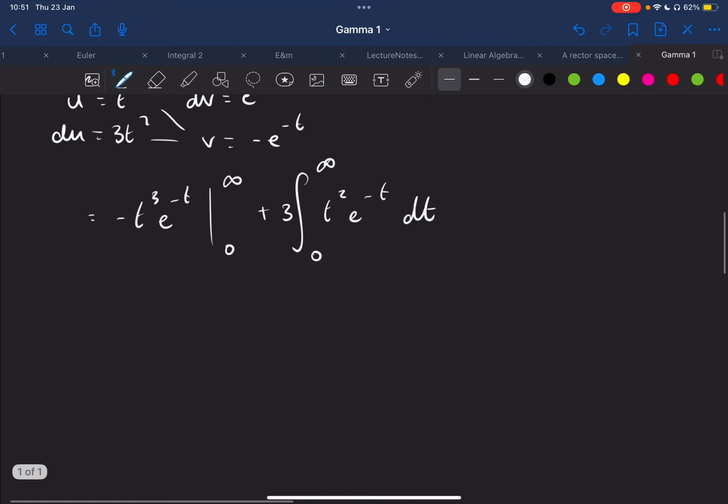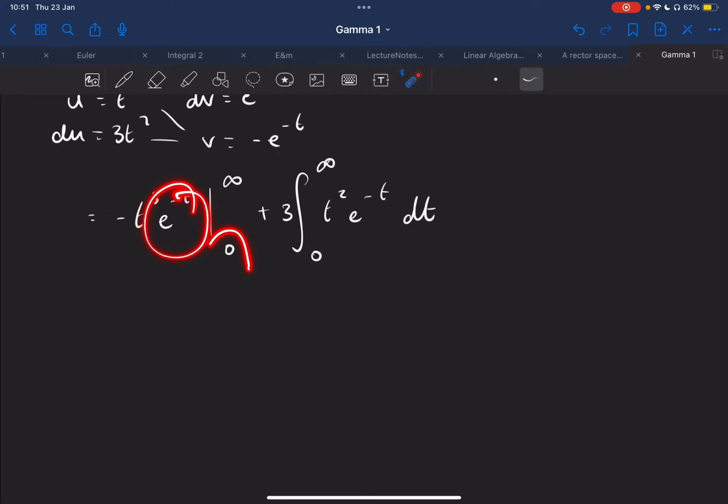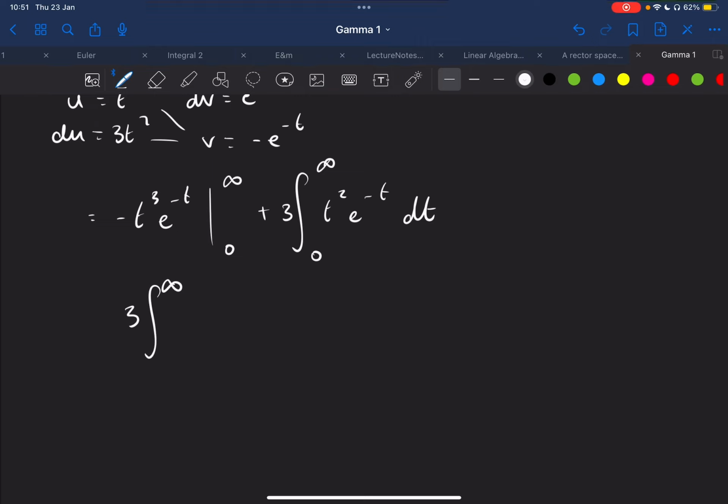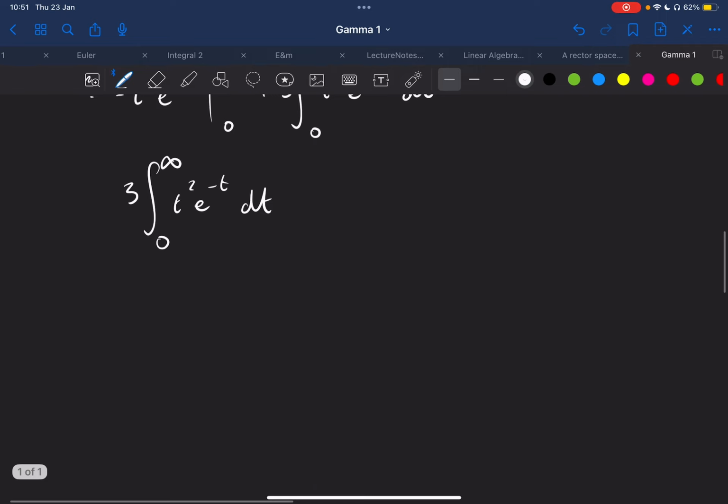And if we look at this, no matter what we have here, this is obviously going to be 0. As you might say, oh well, t cubed, infinity cubed, it's going to be a massive number, still just infinity, but that e term is going to go to 0. And then even though this is 1 when t is 0, t in there is 0, so it's going to go to 0. So then we just end up with 3 times the integral between infinity and 0 of t squared e to the minus t dt. So we have to apply parts again.